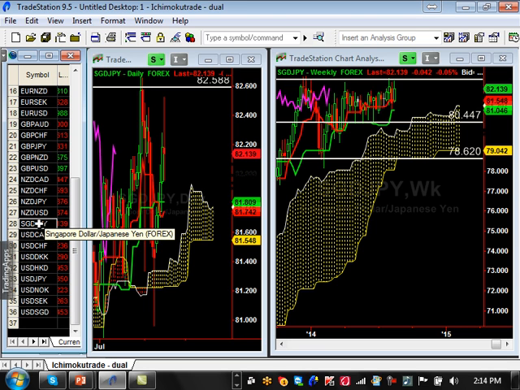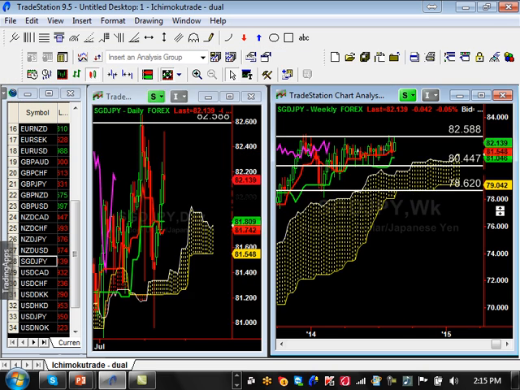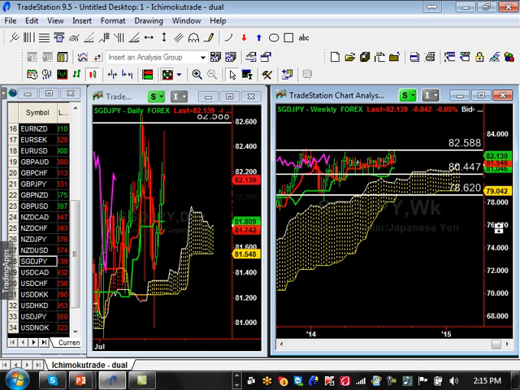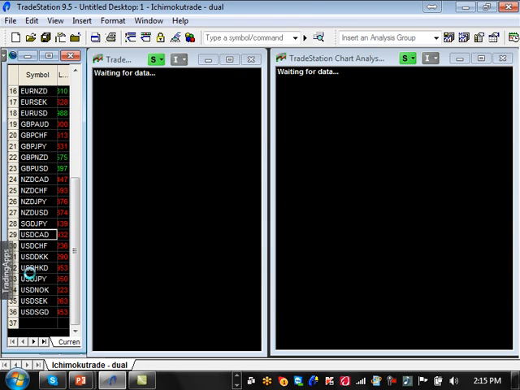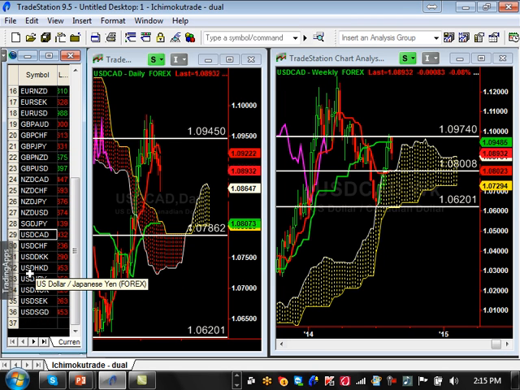So be careful, because it does have a possibility of breaking that resistance here at 82.58 and then sitting there and exploding to go higher. So this one looks very strong compared to the yen, compared to the others that you saw so far.